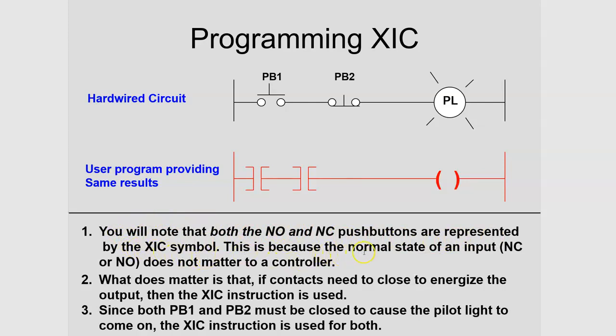This is because the normal state of an input, normally open or normally closed, does not matter to a controller. This is an important statement. The normal state does not matter.